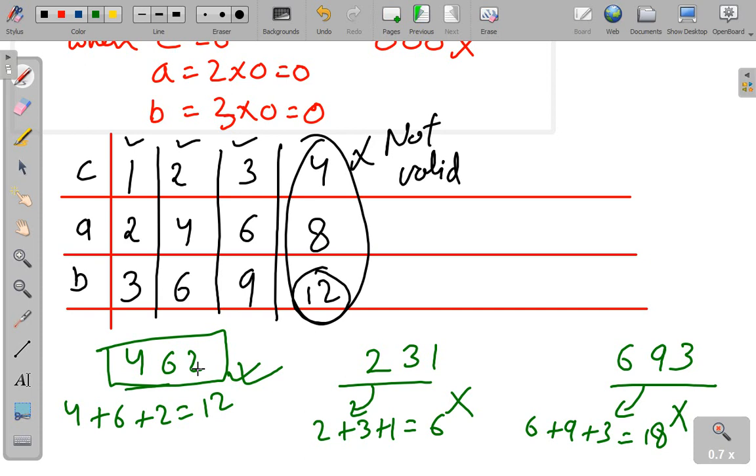Okay, so students, in this manner, try to do question number 9 and 10, that will be for your homework.